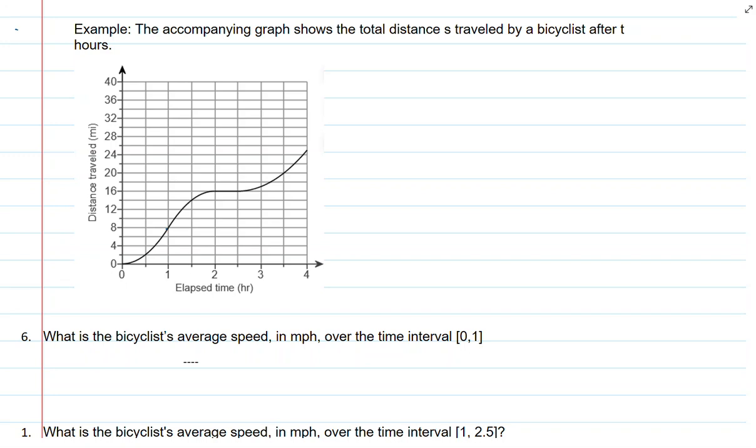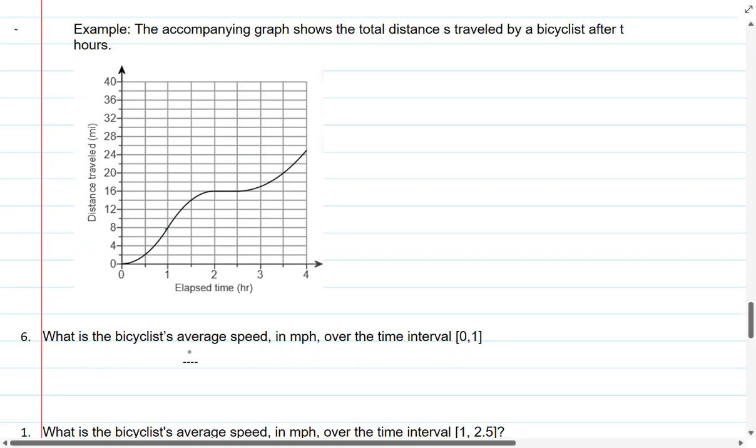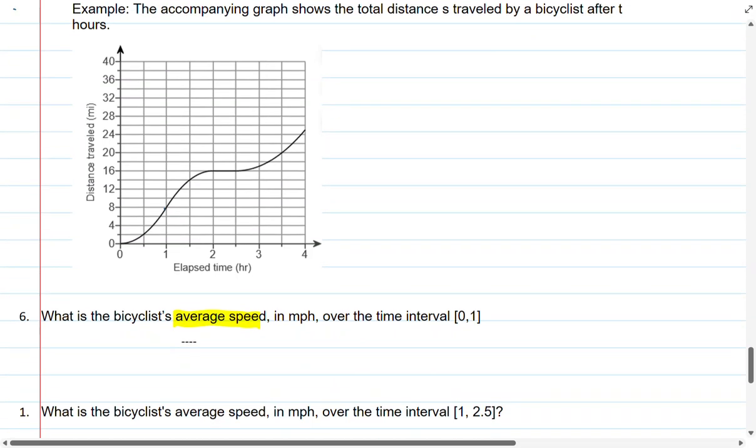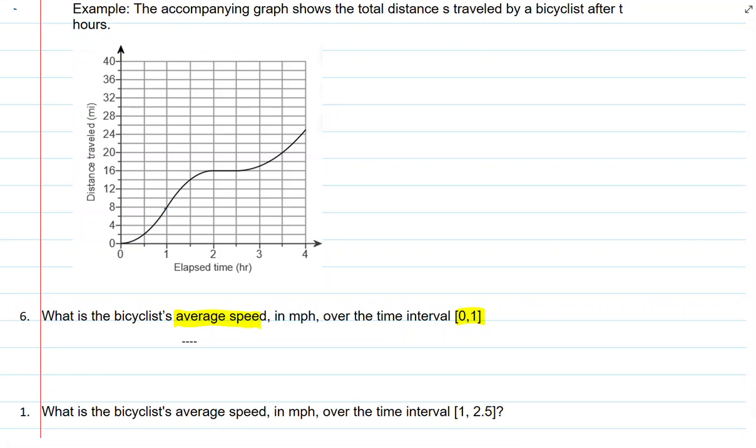So this is a cyclist, and they want to know what is the average speed. Now remember, we're looking for keywords. Average speed between the interval, sorry about that, the interval 0 and 1. So here we go. Our first step is to find 0, which is the start, to 1. And at 1 we approximate 8.